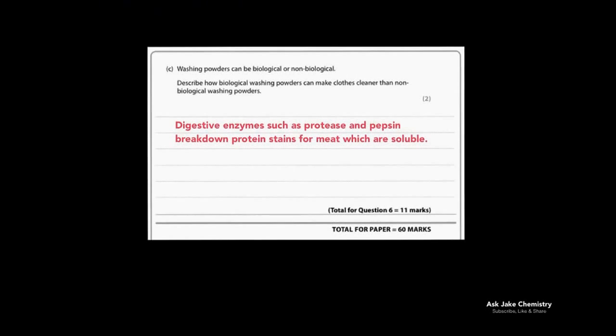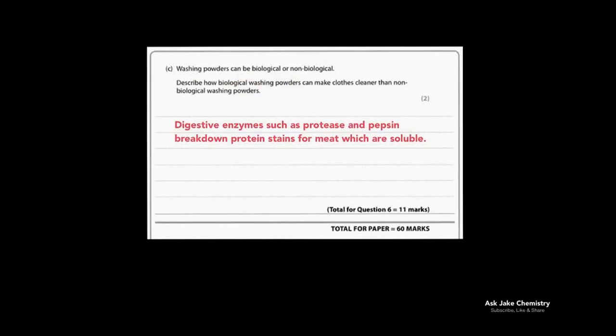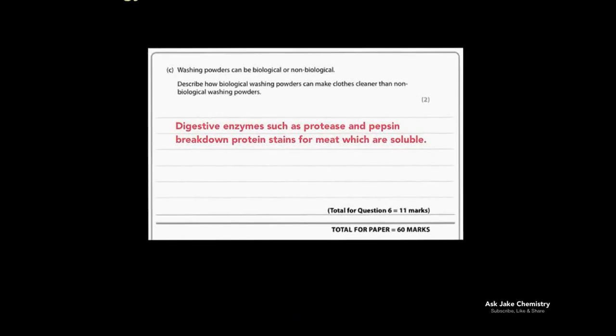For the last question, it's very nice as well. Washing powders can be biological and non-biological. Describe how biological washing powders can make clothes cleaner than non-biological washing powders. You can talk about digestive enzymes such as protease, which break down protein stains from meat, which are then soluble. Now, this is converted into amino acids.